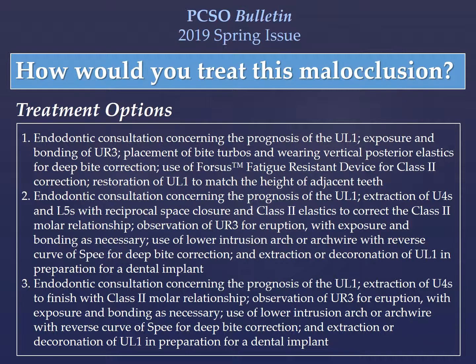The third option included endodontic consultation concerning the prognosis of the upper left 1, extraction of the upper 4s to finish with class 2 molar relationship, observation of the upper right 3 for eruption with exposure and bonding as necessary, and use of a lower intrusion arch or arch wire with reverse curve of SPE for deep bite correction, and extraction or decoronation of the upper left 1 in preparation for a dental implant.